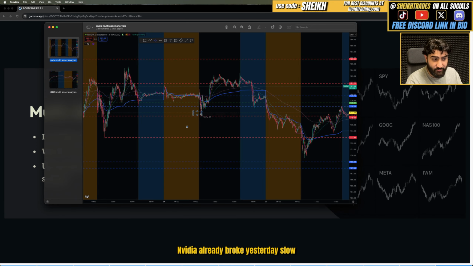I'm like, okay, NVIDIA already broke yesterday's low. And you could see NVIDIA playing around below it at London session, and you could see market opens. We pop into VWAP, break pre-market low, and what do I see? I see NVIDIA is approaching to break this key level.